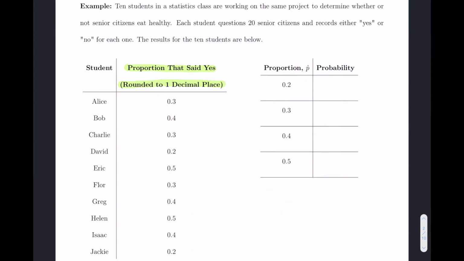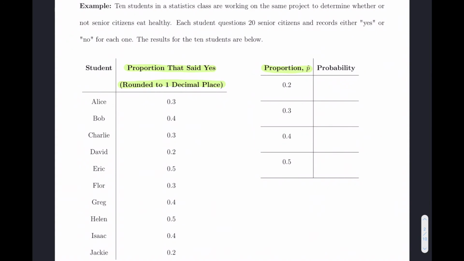To construct this sampling distribution, we're going to take the proportions that each student found, and we're going to list them in a separate table without any repeats. And then we can use the results from the 10 students to find the probability that 20% of 20 senior citizens is going to eat healthy.